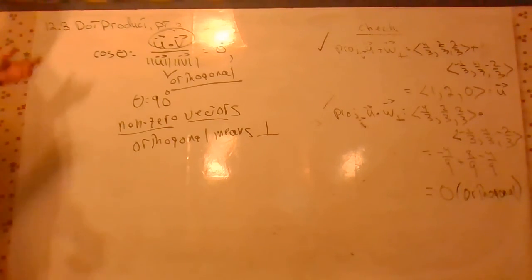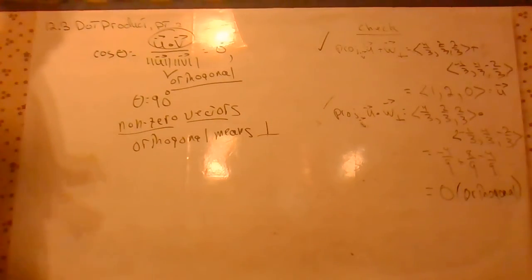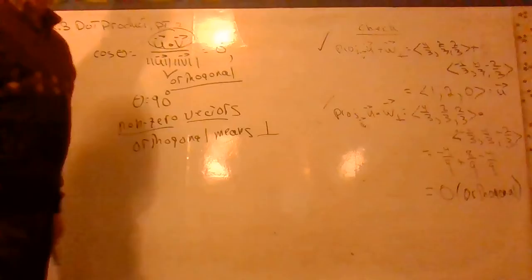So, okay, that's all for dot product part 3. So I did say there'd be a part 4. We'll derive the projection formula shortly.